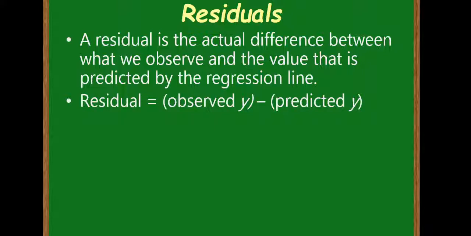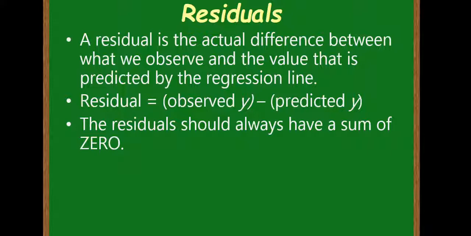Now, the way we find the residual for any given point is we find the observed y-coordinate and then we subtract the predicted y-coordinate, that value that we would get when we plugged x into the least squares regression line.